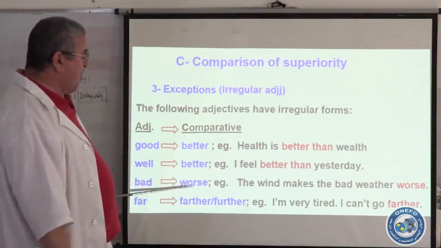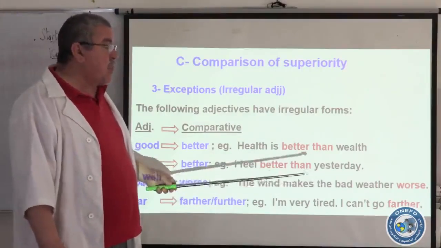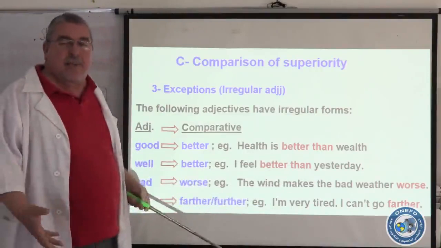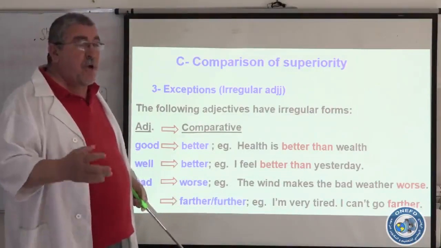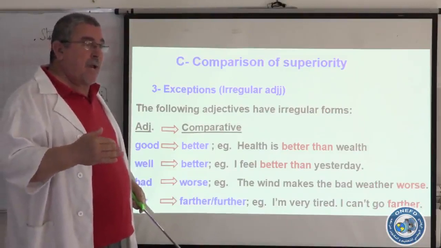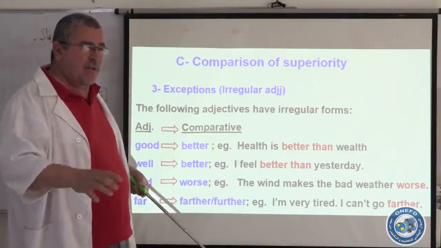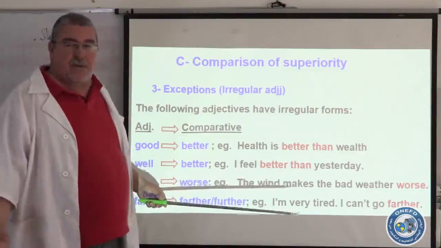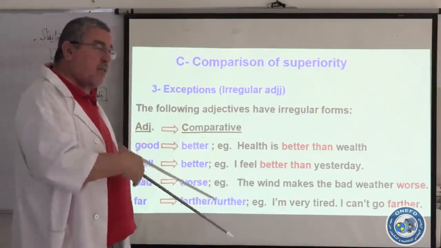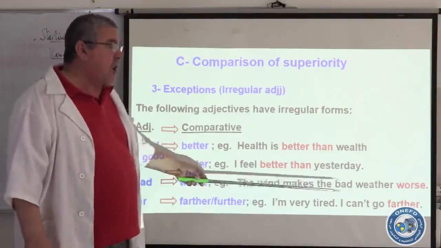Bad becomes worse. An example, the wind makes the bad weather worse. You know, the weather in winter, for example, is bad because it's raining, it's cold, and so on. But imagine a day when it's raining, it's cold, and there is a strong wind. You know, that situation becomes worse. The weather was bad, but with the wind it becomes worse. The wind makes the bad weather worse.